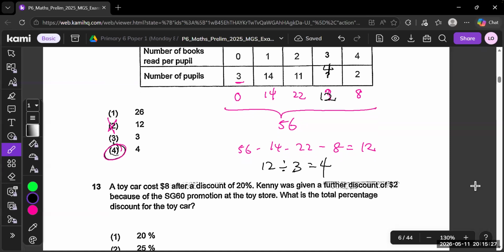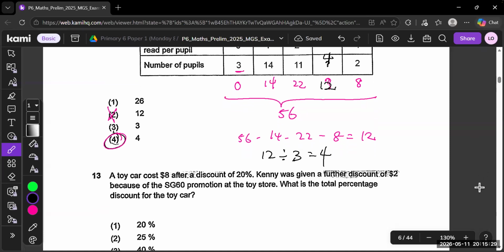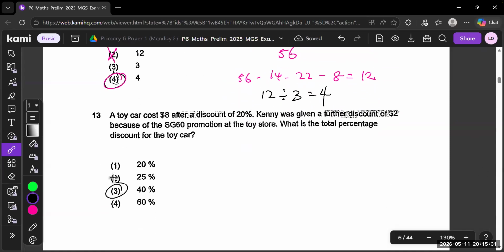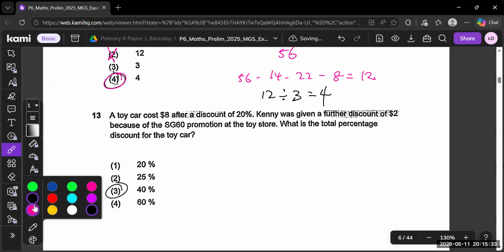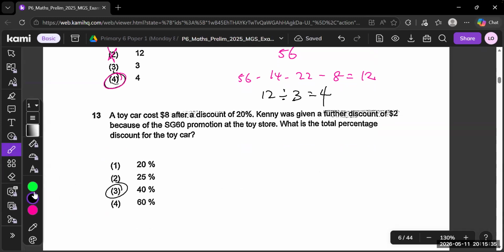Okay, question 13. The answer is what? Question 13, your answer will be number 3. Now this one, we also did something similar before already. A toy car costs $8 after a discount of 20%. So how many percent do you pay for the toy car? 80%, right? And that will be $8. So can you find how much is the 20% discount?